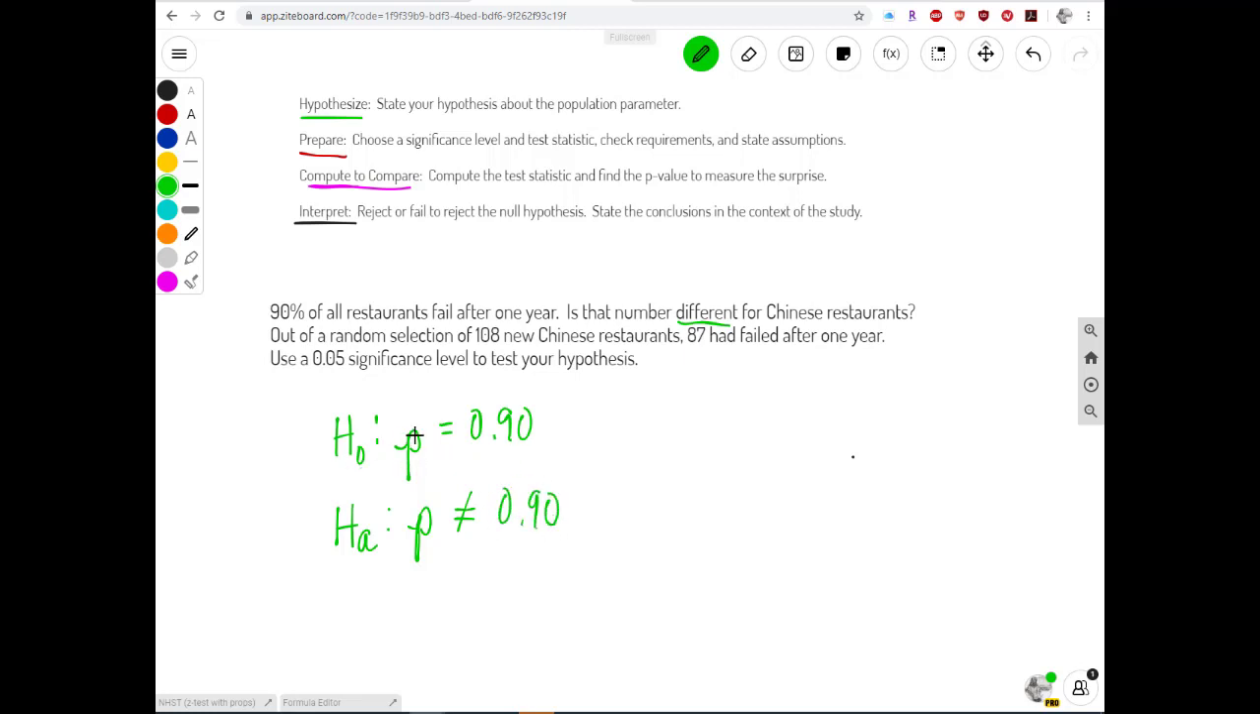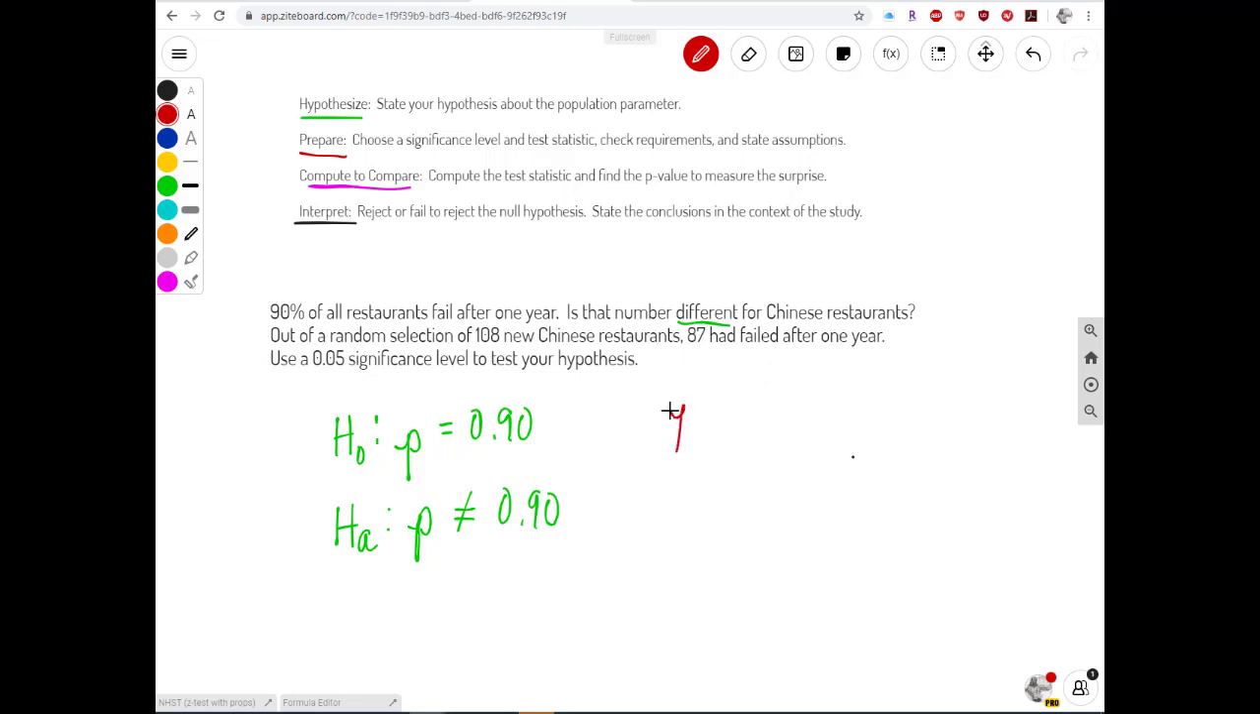So my H naught is P equals 0.9, and my HA is P is not equal to 0.9. Okay, so we're done with the hypothesis step. Now I'm going to go into the prepare step. And remember, the prepare step is often the longest step. So let's start writing some of this information out so that we have it handy.